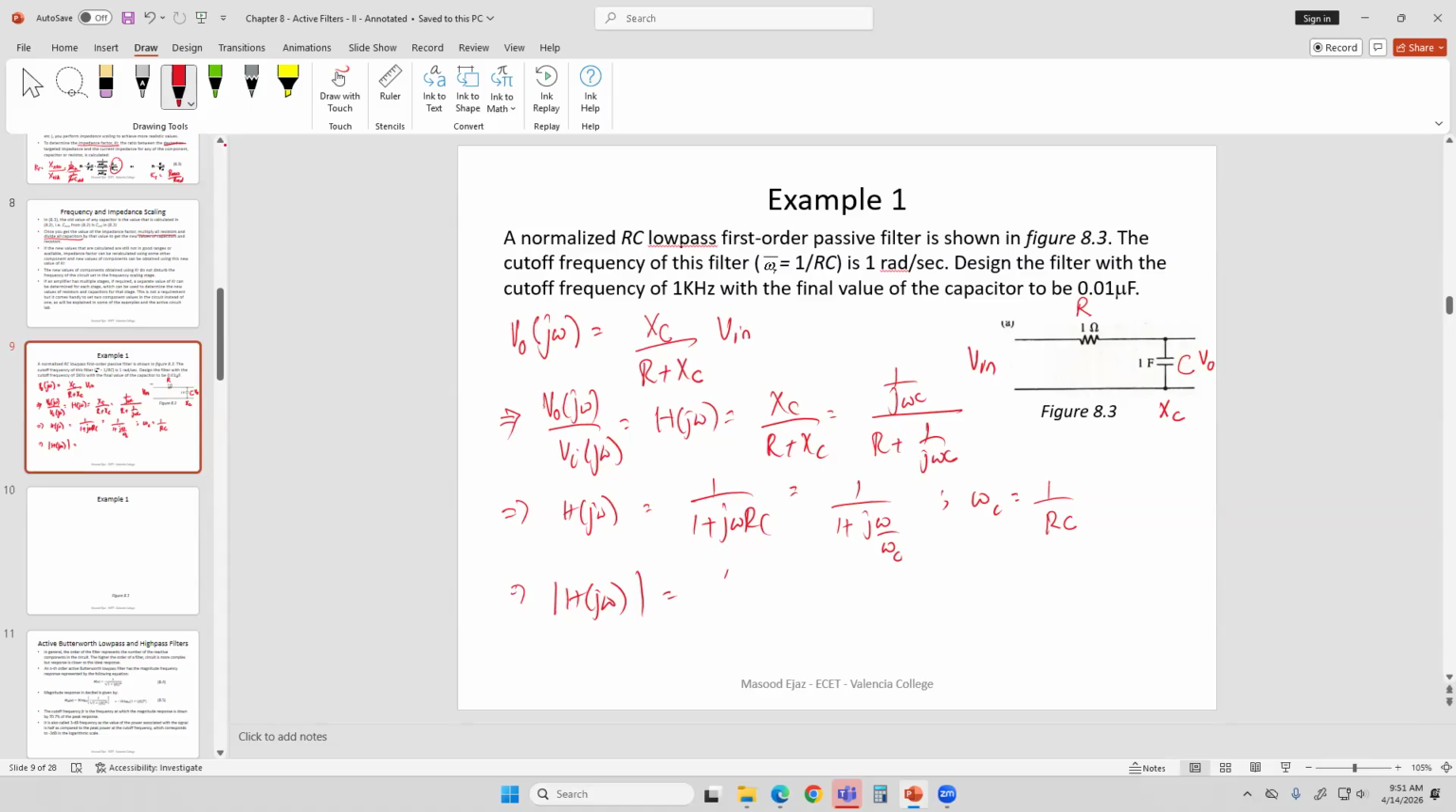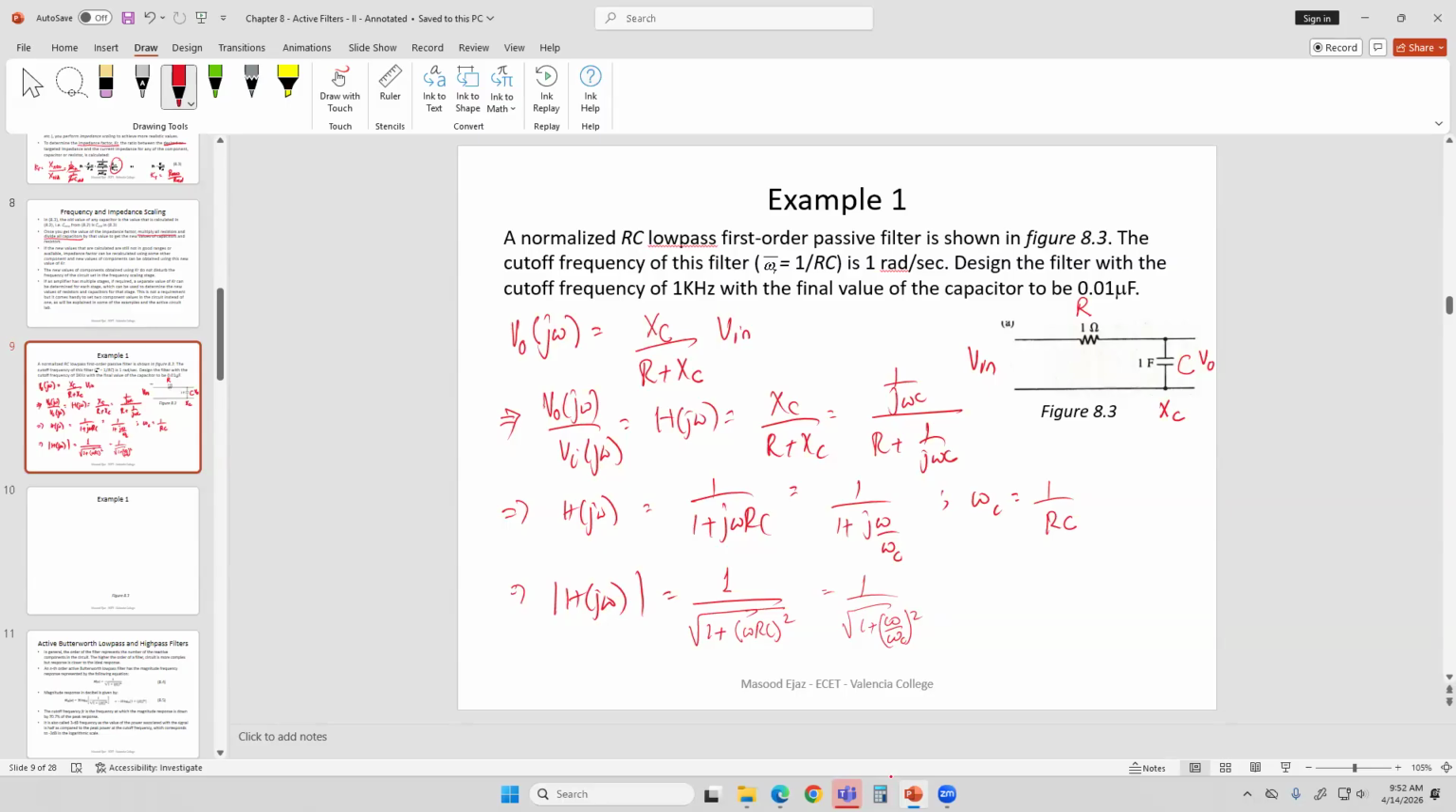All right. So 1 over square root of 1 plus omega RC squared, without J. When there is no J in there, it's the real squared plus the magnitude of the imaginary squared. Or simply 1 over square root of 1 plus omega over omega C squared. So again, if omega is equal to omega c, the denominator is going to be square root of 2, and 1 over square root of 2 is 0.7071, which tells you that at omega equal to omega c, the magnitude is going to be 70.7% of the peak value.